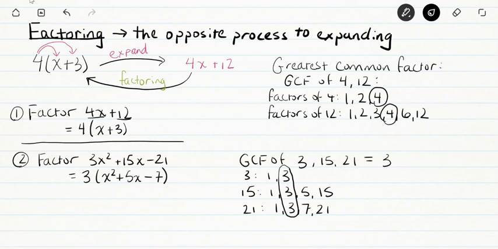Another way to check factoring questions is you could use a graphing software like Desmos, for example, and graph both the expanded and the factored form as an equation or as a relation. So if I graph y equals 3x squared plus 15x minus 21, and I graph y equals 3 times x squared plus 5x minus 7, if those two make the exact same graph, then I know that they're equivalent. Okay, let's do a couple more examples.